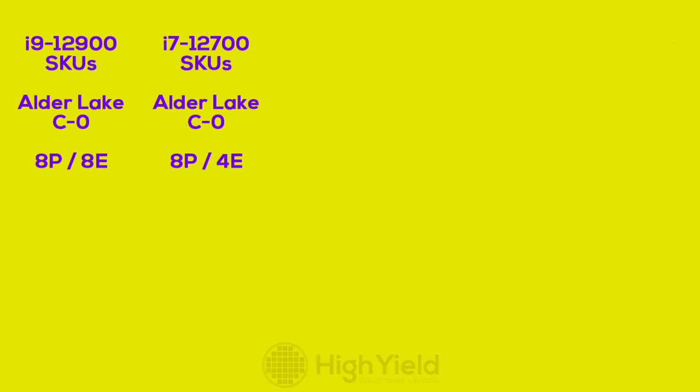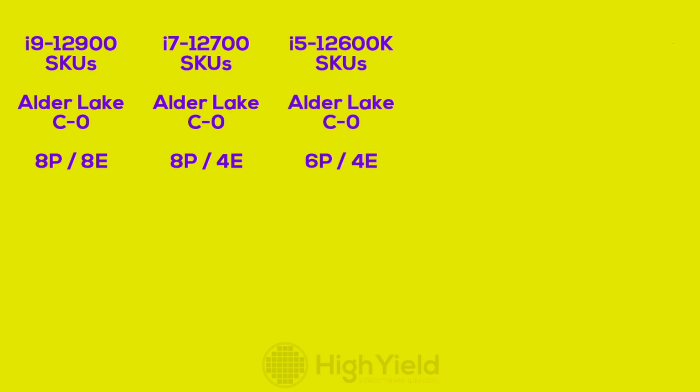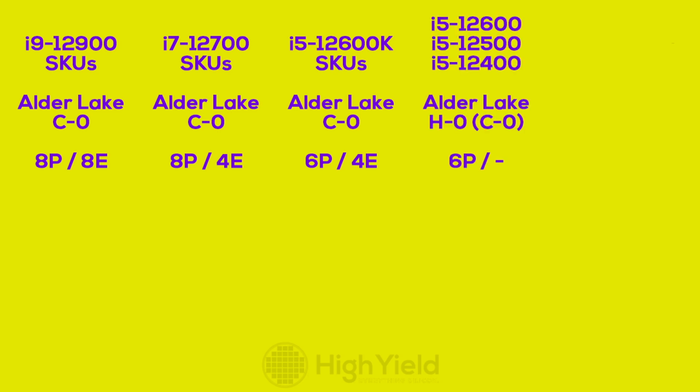While the i5 12600K and KF are also based on the larger C0 die in a 6+4 configuration, the i5 12600 non-K is already based on a different chip. This so-called H-0 die only contains 6 performance cores and 0 efficiency cores, and is smaller at only 163mm squared. As a result, the i5 12600 isn't just a lower clock 12600K, it is based on a physically different chip. Same with the 12500 and the 12400 variants.